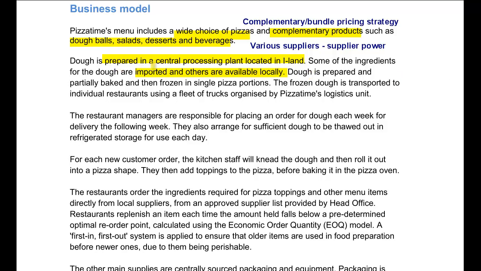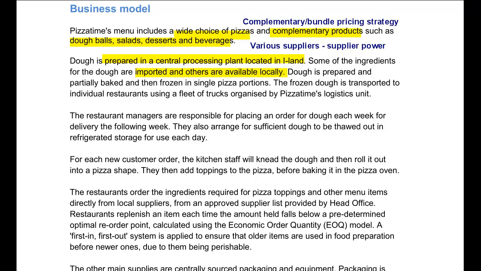Now, whenever you see the word imported when it comes to your supply chain, you always need to think about the risks that come from importing products. So factors that can affect importing are economical. So when you're looking at your PESTLE model, you're thinking about E for economics, and you're also thinking for P for political.